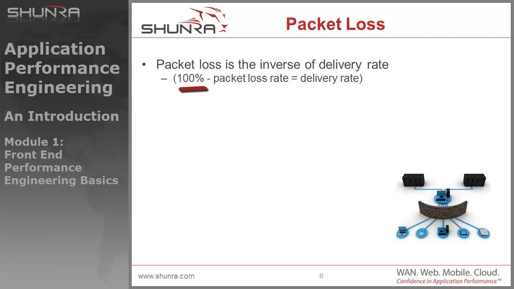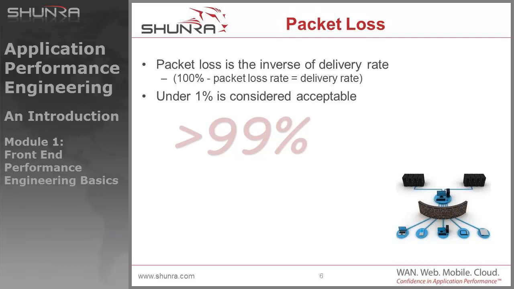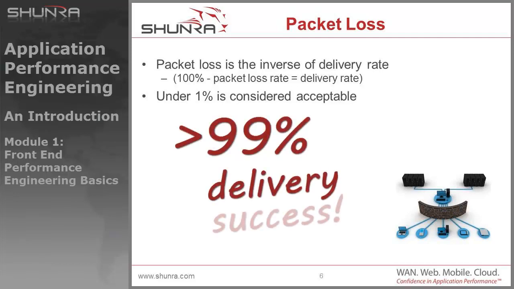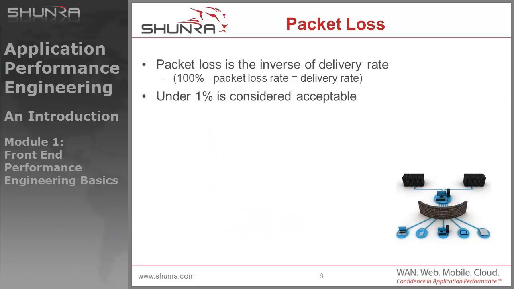So what happens is internet service providers will actually go out and spec packet loss. And packet loss, at least in the United States, is pretty much guaranteed at a 99% or better delivery success rate versus 1% packet loss. Under 1% in the US, again, is considered acceptable. Other parts of the world, there are different specs for packet loss.